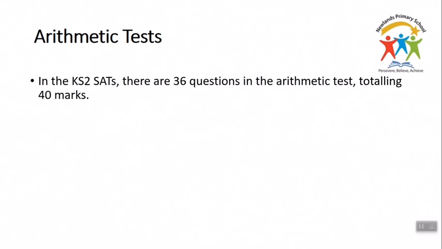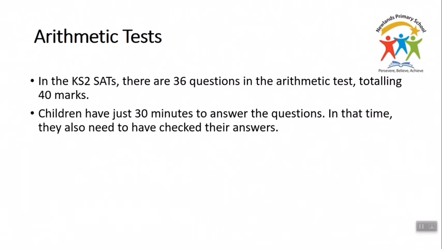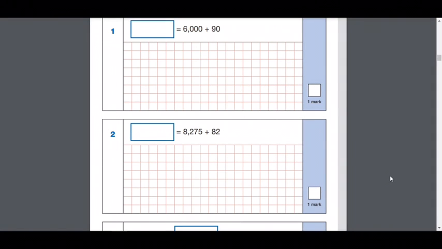Arithmetic tests. In the Key Stage 2 SATs, there are 36 questions in the arithmetic test, totalling 40 marks. Children have just 30 minutes to answer all those questions, and in that time, they also need to have checked their answers. So, let's have a look at a test. This is one of the official arithmetic papers from the SATs. We're going to look through it, at the questions that would require just mental calculations and those that would require a more formal method.